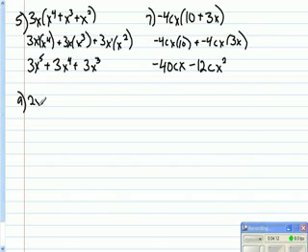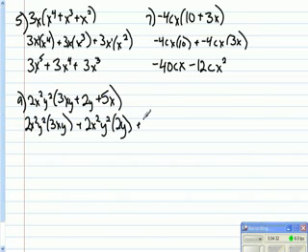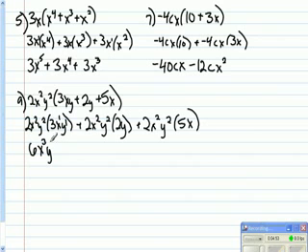Number 9. 2x squared y squared times 3xy plus 2y plus 5x. So distribute: 2x squared y squared times 3xy plus 2x squared y squared times 2y plus 2x squared y squared times 5x. Okay. Multiply my coefficients, so 2 times 3 is 6. Look at your variables, so I have an x squared and I have an x. When I'm multiplying those, I'm going to add the exponents. Same thing with the y's, add my exponents, 2 plus 1 is 3.